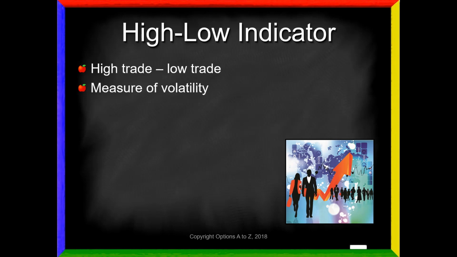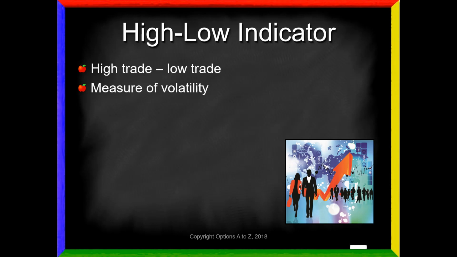And of course, it is a measure of volatility. We've seen a lot of these before in other technical indicator videos, such as Wilder's average true range, lots of different measures that try to account for volatility by looking at the high and low. This one simply does it by the high trade minus the low trade. But we can still find some very good insights.